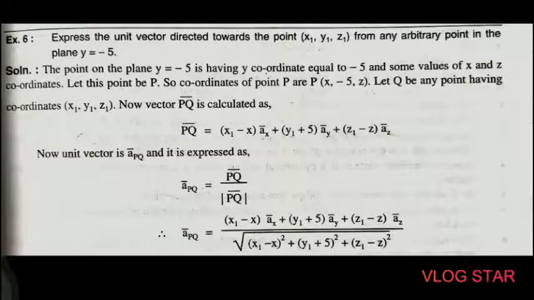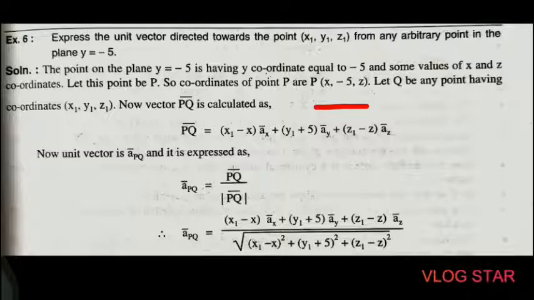Let us see next problem. Express the unit vector directed towards the point x1, y1, z1 from any arbitrary point in the plane y is equal to minus 5. So here the point on the plane is given, that is y is equal to minus 5, having y coordinate equal to minus 5 and some values of x and z coordinates. Suppose this point P having coordinates x comma minus 5 comma z.